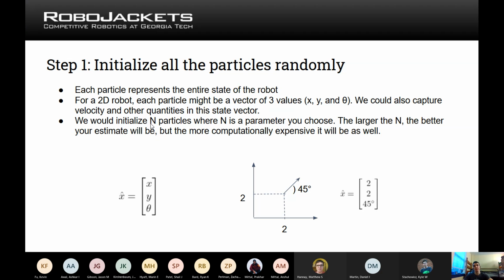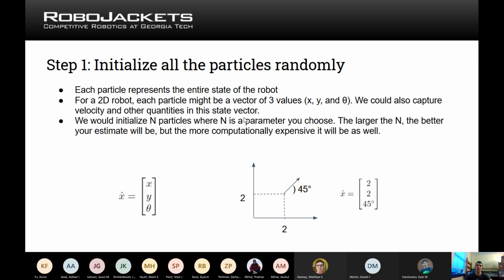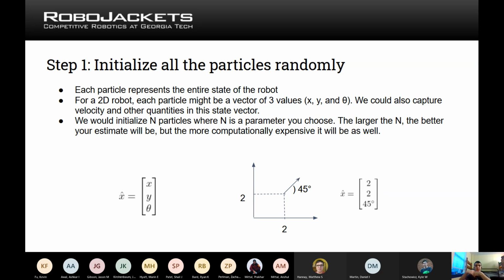So we initialize n particles, and n is a parameter you choose. Typically this will be in the thousands. So it might be 500, it might be 1,000, maybe 10,000. So it's a very high number of particles, and you need that to estimate the state well. The larger your n is, the better your estimate will be, but the more computationally expensive it will be as well, obviously, because you have to update every particle in every step.